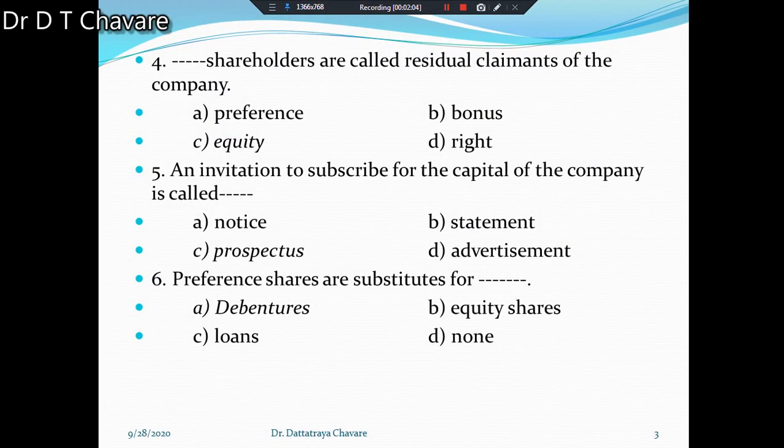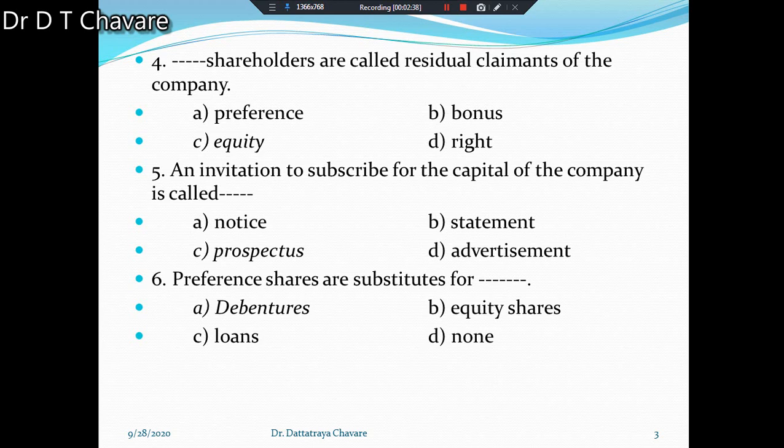Then next question is there: dash dash shareholders are called residual claimants of the company. What are the alternatives? Four alternatives are there: preference, bonus, equity, and right. What will be the correct answer? Equity. That will be the correct answer of this question.